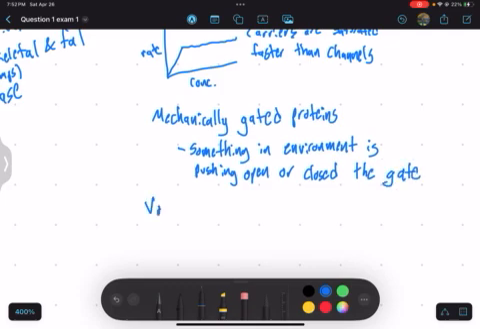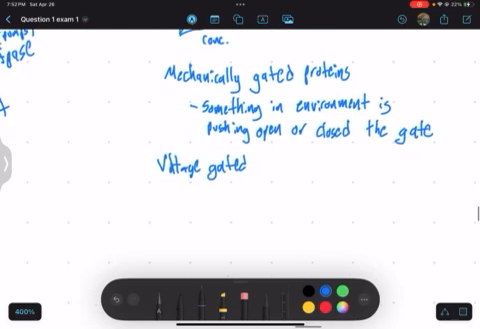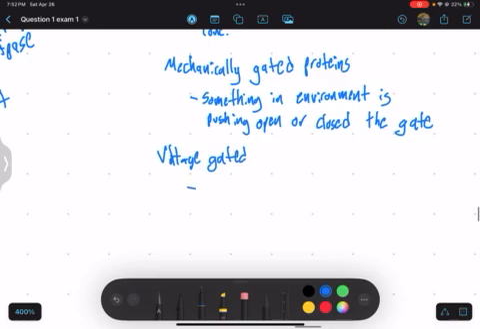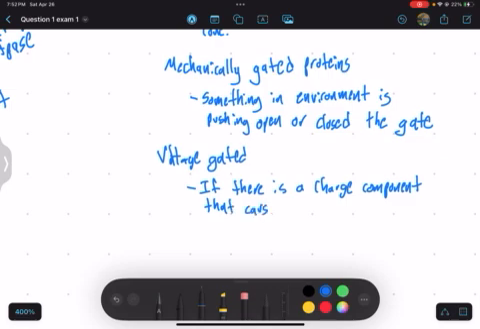Voltage gated proteins is when, if there is a charge component that causes the gate to open.